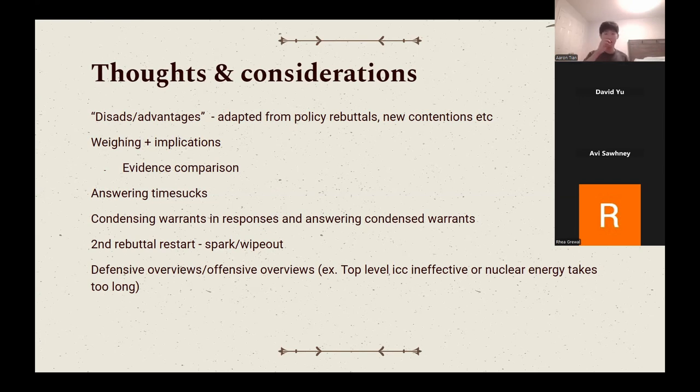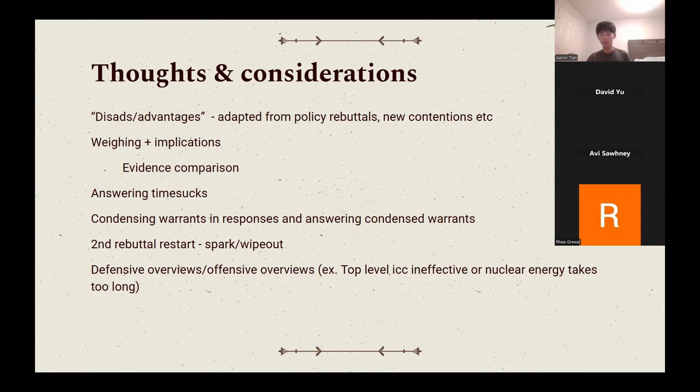So I think that's the utility of going for a disad or advantage and reading it in rebuttal: being able to implicate it and weigh it against the arguments that they are making. But you definitely want to explain why it matters and why it is a rebuttal response and not just something that you're reading to get more offense, I guess, floating out there.